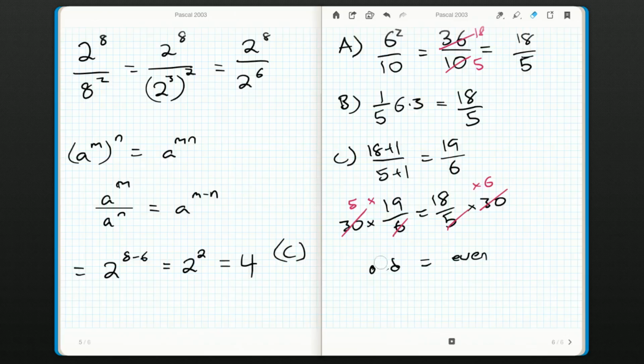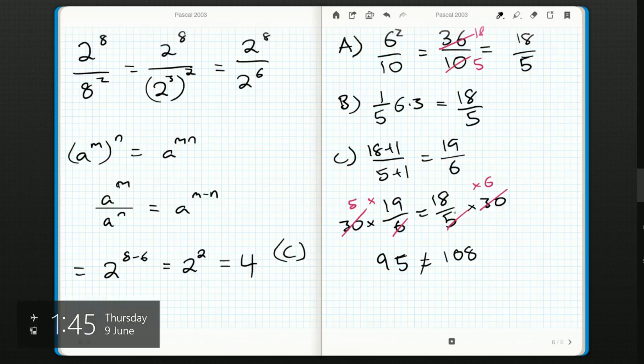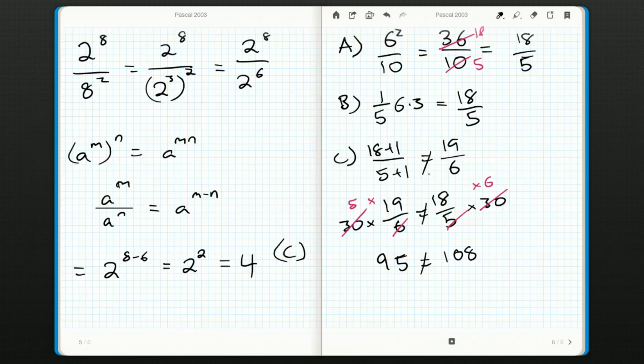More than that, we can actually just multiply these out. 5 times 19, that's going to be 95. And 18 times 6, that's going to be 108. And these aren't equal. But if these aren't equal, this should have been a not equal sign all along. So we know that C is not 18 over 5, and we're done. But let's evaluate those other two expressions, because I tend to do that, and because we'd like to make sure that we have the right answer.